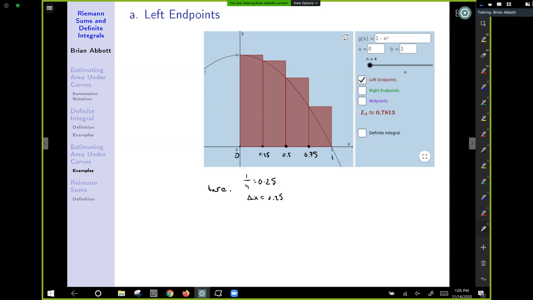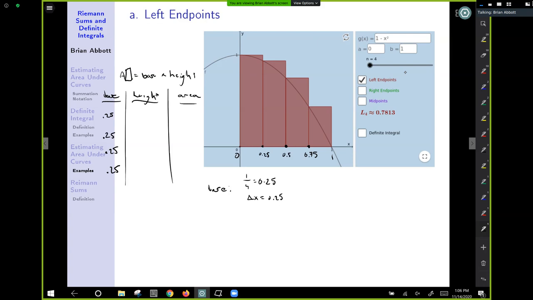Okay, so now how are we going to calculate the actual area for all of these rectangles? Well, what's the area of a rectangle? The area of a square or a rectangle is equal to the base times the height. We usually think of this as length times width, but you can call them base times height, and that reflects our picture a lot better. So the base for each of these is going to be delta x. So let's make a table: base and then height for each rectangle. And then base times height gives us the area for each rectangle. Okay, so our bases are all going to be 0.25, and we have four rectangles, so we'll just go ahead and fill in those right now. Okay, so what is the actual height of this rectangle?